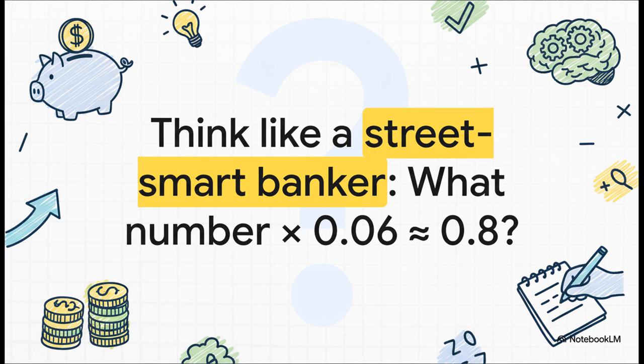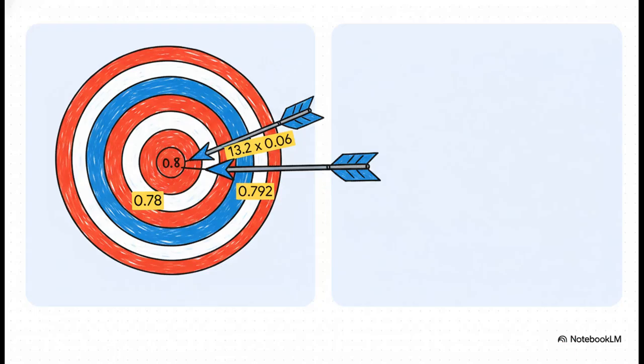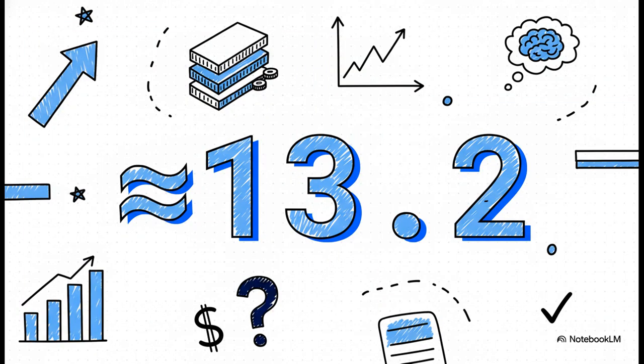Now hold on, don't get bogged down in long division. That's not the point. Think about this like you're a banker trying to make a quick deal. Ask yourself, what number times 6 cents gets you close to 80 cents? Let's just try it in our heads. What about 13? Okay, 13 times 0.06. That's 0.78. Hey, that's pretty close. Can we get a little closer? What about 13.2? Let's see, 13.2 times 0.06 gets us 0.792. Wow. That is almost exactly 0.8. I think we found our number. And there it is. That's the result of step 2. Our annuity factor is just about 13.2.